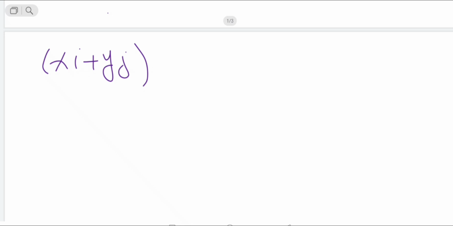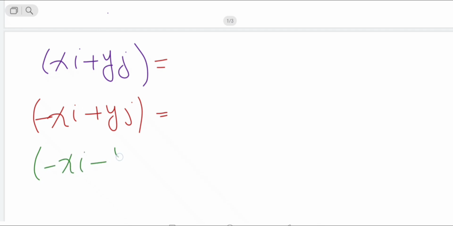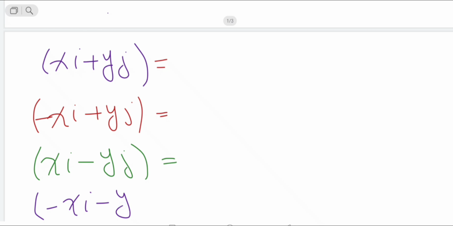There is another possibility, can be x negative and y positive. There is another possibility, x positive and y negative. Another possibility, both can be negative, minus xi minus yj, can be like this. Then how to find the angle? These are the different situations can be.